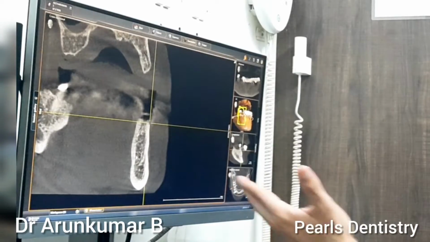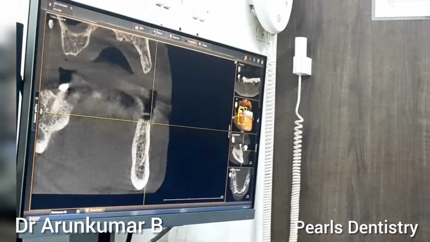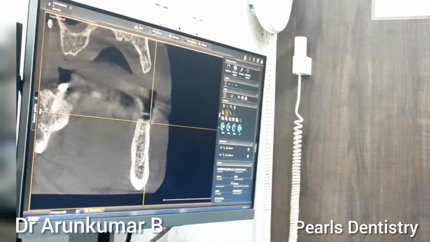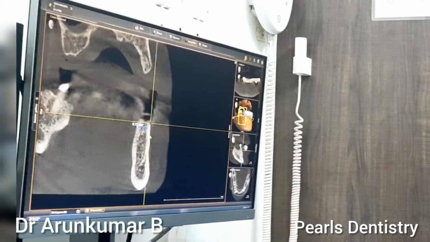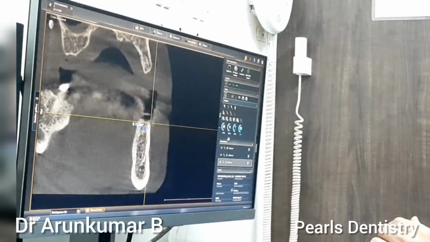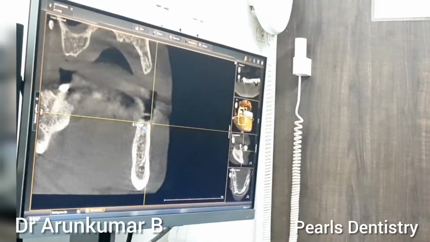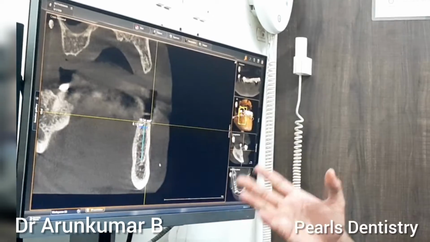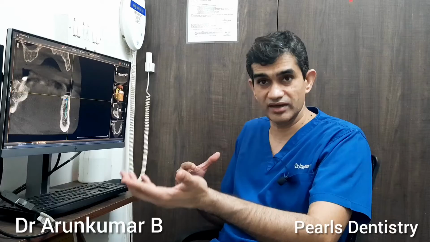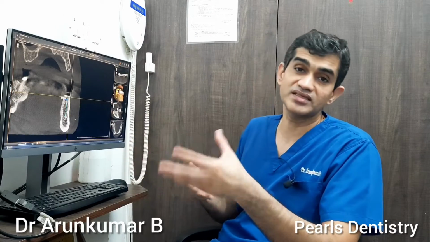Now when I go to a different area and start measuring the bone in this particular area, I can see there is almost 7 mm of width. And when I measure the length to the nerve, I've got almost 19 mm of bone. So in this area, there is adequate bone available to place that implant.